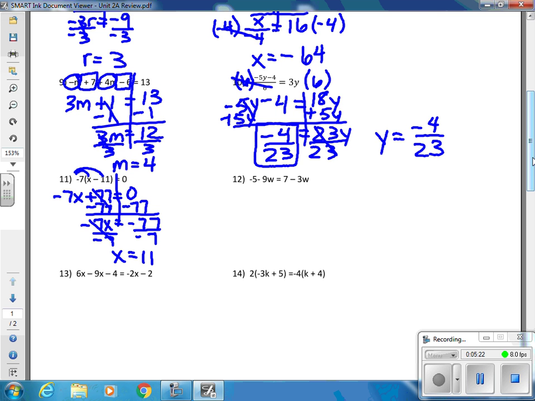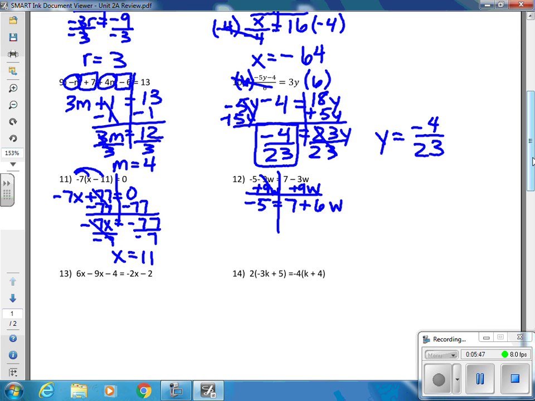For number 12, there's no distributing, there's no combining, there's just variables on both sides. When you're looking at your variables, you have a negative 9w and a negative 3w. If you're trying to move the smaller, the number that is farthest away from 0 is your smallest number. So in this case, that would be minus 9w. So the opposite of minus 9w would be to add 9w to both sides. Now we have negative 5 equals 7, and negative 3 plus 9 is going to be a positive 6w.